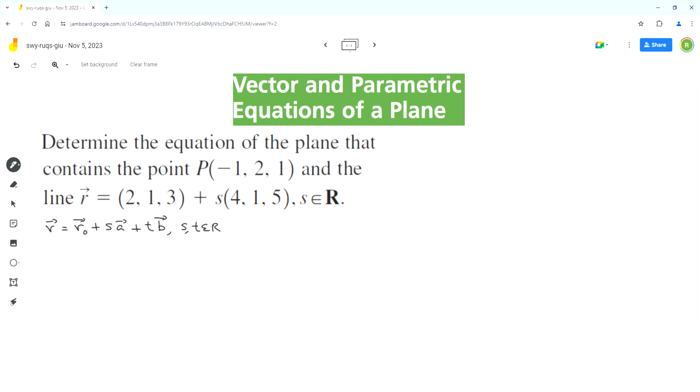S and T are parameters and they can be any real number, and vectors A and B are direction vectors for the plane, and vectors A and B should be non-collinear vectors. Now we are given that point P lies on the plane, so we can use point P for position vector r0.